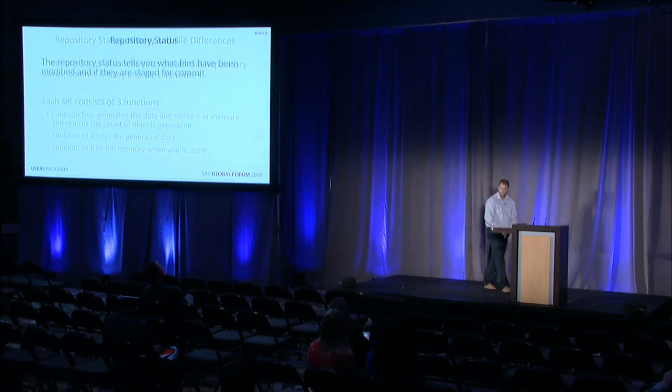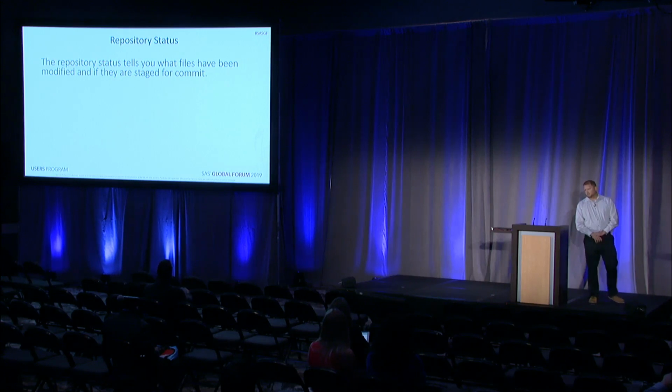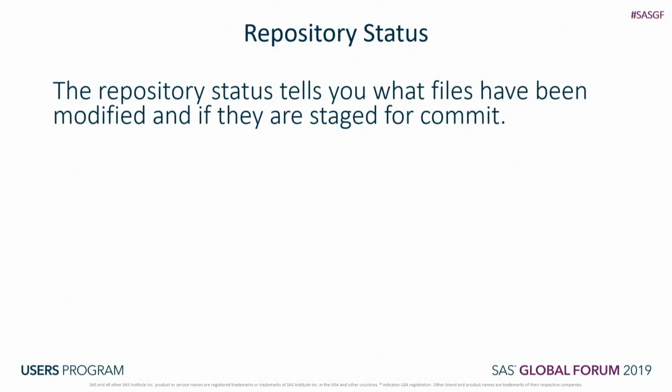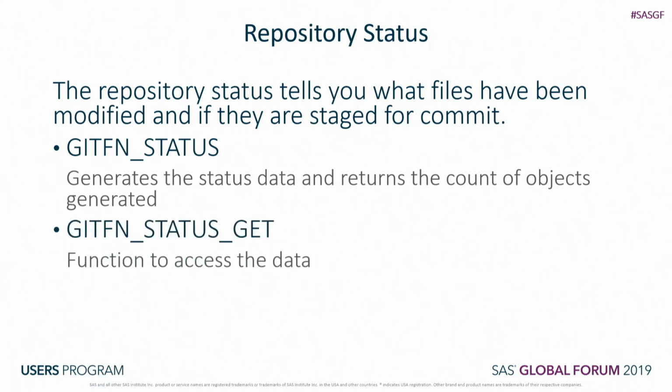So let's take a look at status. The repository status returns any files that have been modified and whether they've been staged for commit or not. So the first function you would run is status. Like I said, it generates a data structure in memory and returns a count of objects that were generated. And then you have the status get function. Allows you to access properties of a status object.